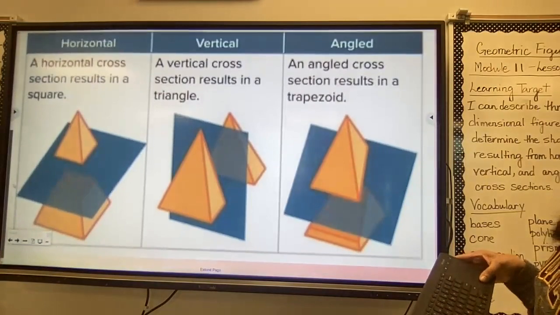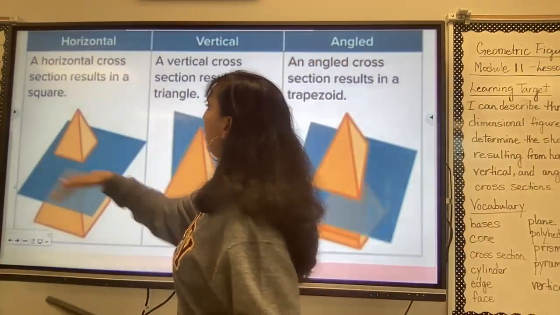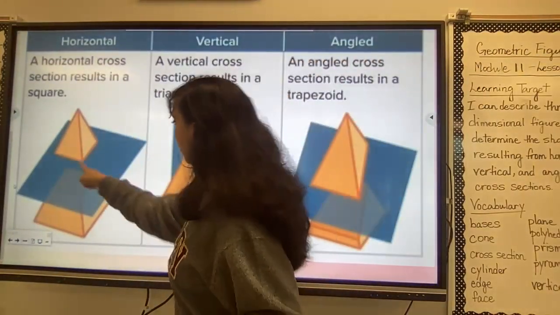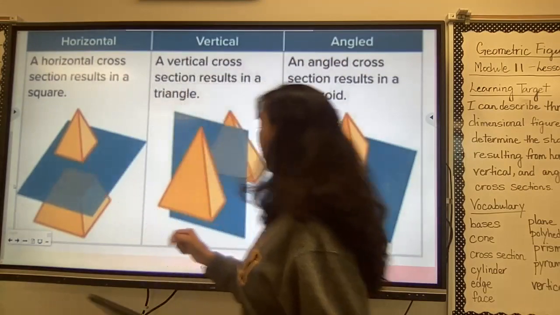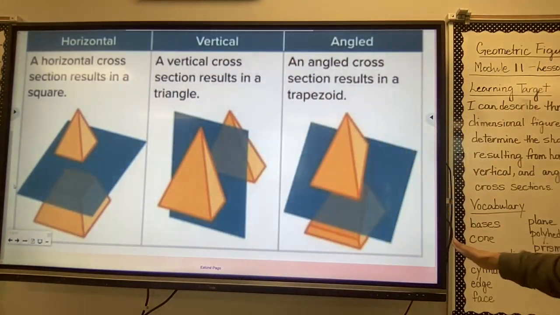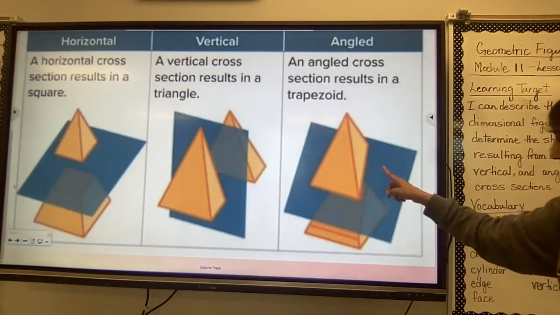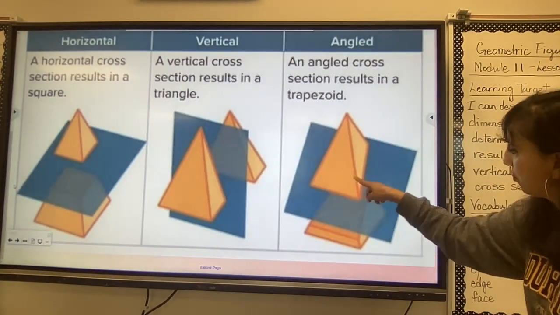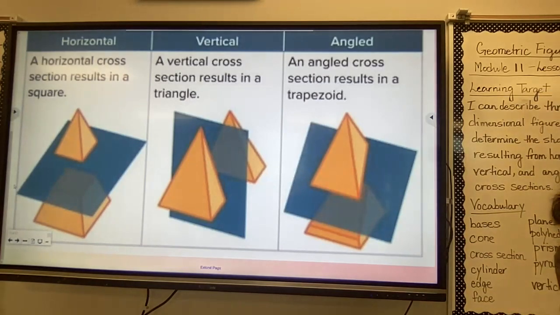See what happens to this? When you are doing the horizontal cross section, you're going to get a square. Vertical, a triangle. If you do it angled, you are going to end up with a trapezoid. Look, trapezoid.